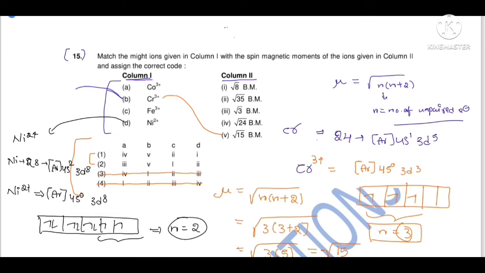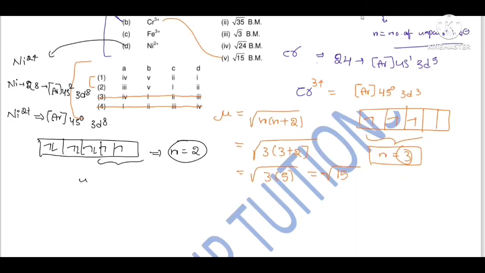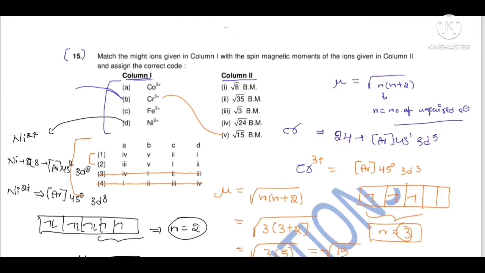Now substitute this value in the spin-only magnetic moment formula. Here mu is equal to root over n into n plus 2. That will give rise to root over 2 into 2 plus 2, that is 2 into 4. It gives rise to root 8. We conclude that nickel 2 plus spin-only magnetic moment is root 8. That means D matches with 1.